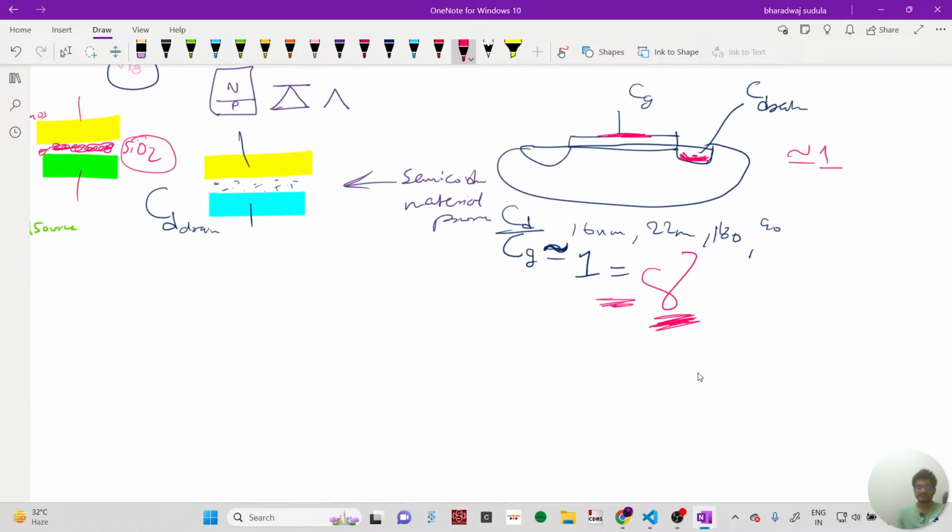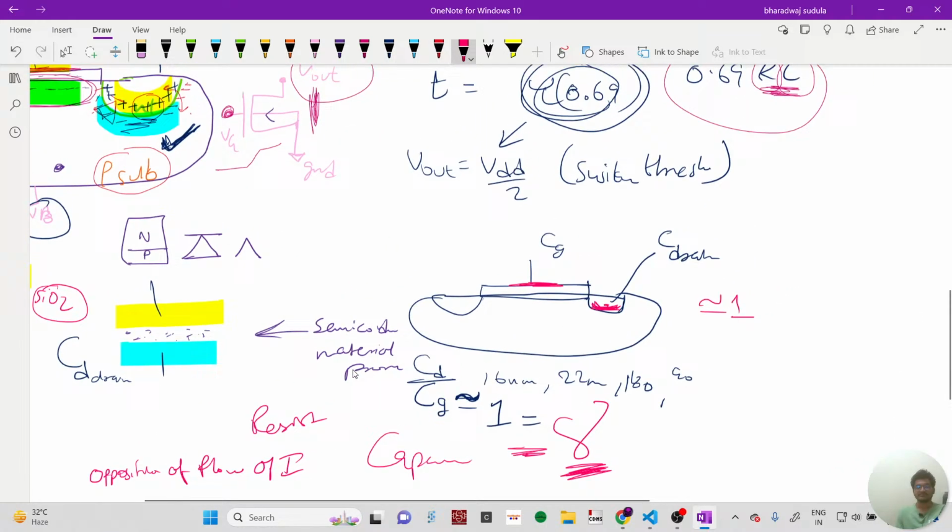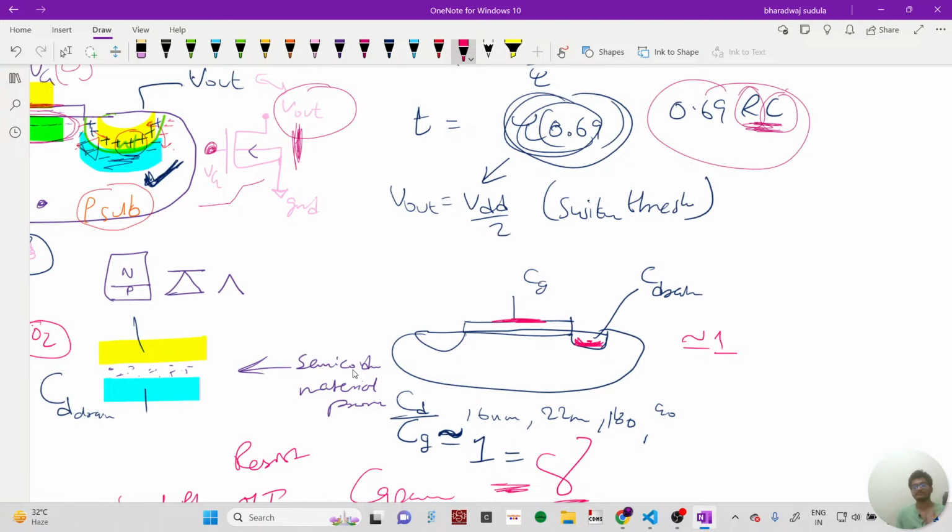So this is done, capacitor is done, and we need resistance. So what is resistance? Resistance is just an opposition to the flow of current, right? So how do we measure this? It's actually a hectic job for us to extract the resistance out of these transistors, because it's not really that direct.